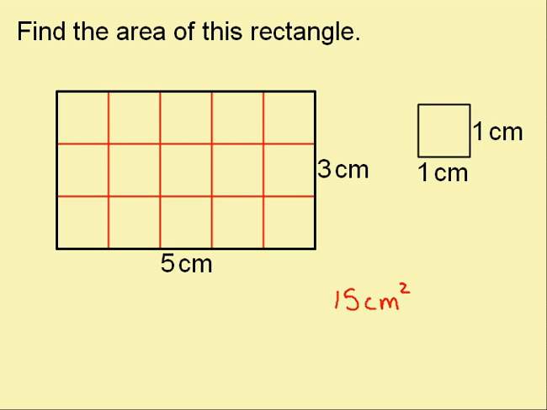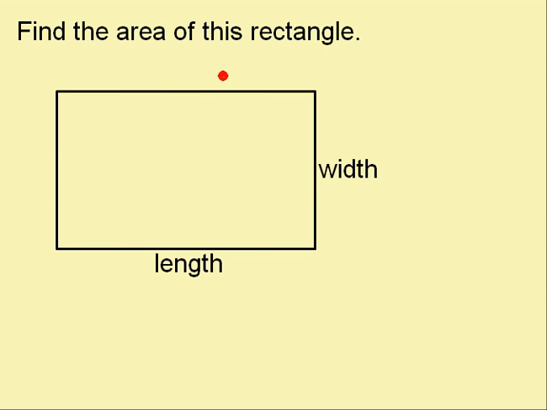But I don't want to have to draw centimetres and count them every time I want to find the area. However, you might have noticed that if I get 5 and times it by 3, I get 15. So we can use this as a formula. So the area of any rectangle is given by the length multiplied by the width.